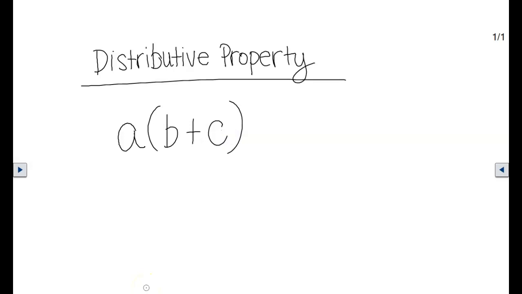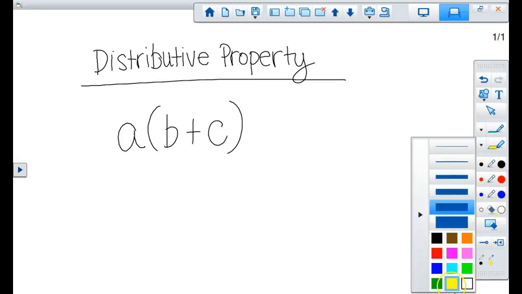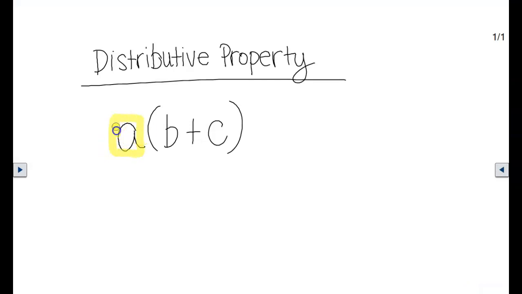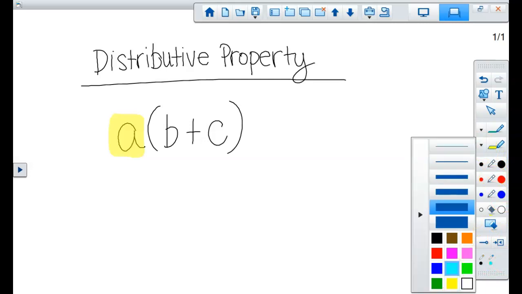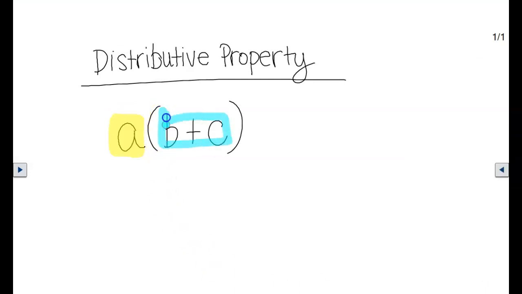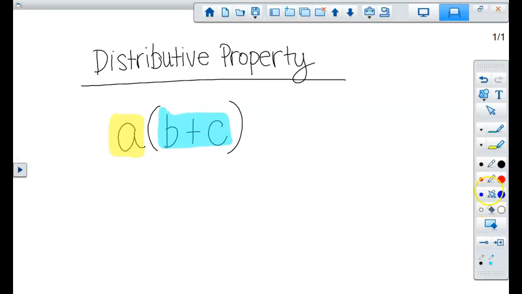So this is what the distributive property is made for, to handle problems where we are multiplying a number, like A, by an entire group, in this case B plus C. And what the distributive property tells us we're allowed to do is take that A and distribute it to each member of the group. So to multiply a number times an entire group, you can simply multiply that number by each member of the group. So let me show you what I mean.